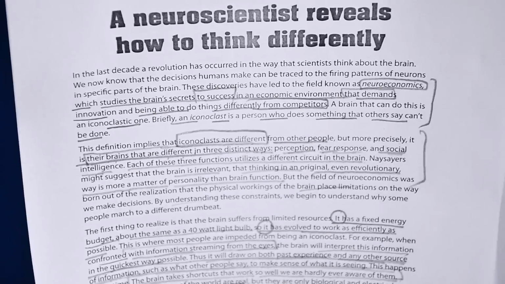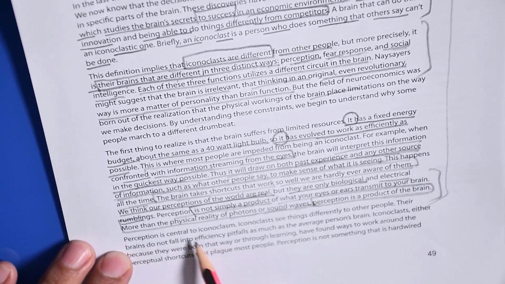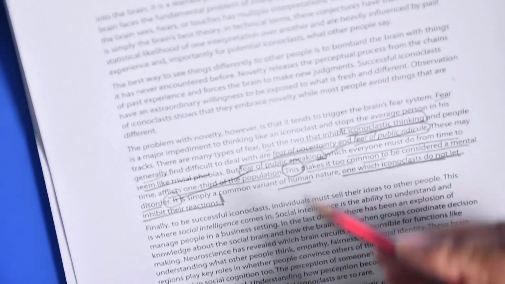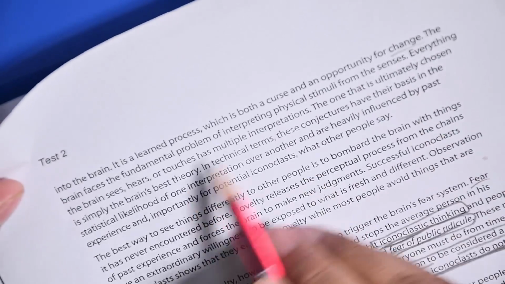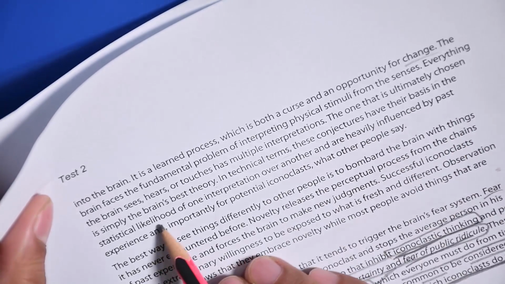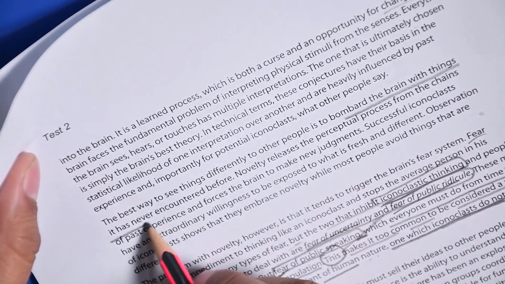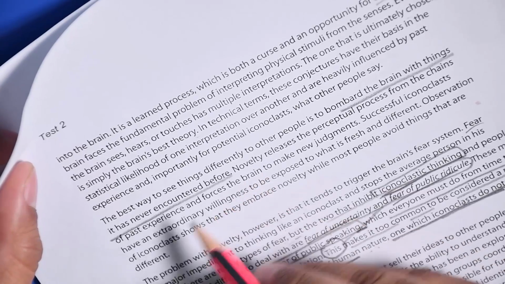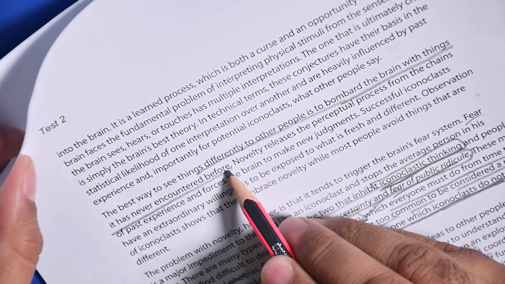Exposure to different events, experiences and all that. So we are already done with this part. Let's start from here. By the way, this part is still untouched, so we need to check these answers over here. Okay, they talk about perception, and then it is a learned process. All right, change. We just need to find something which is exposure to different events. Brain's best theory, these conjectures. The best way to see things differently to other people is to bombard the brain with things it has never encountered before.